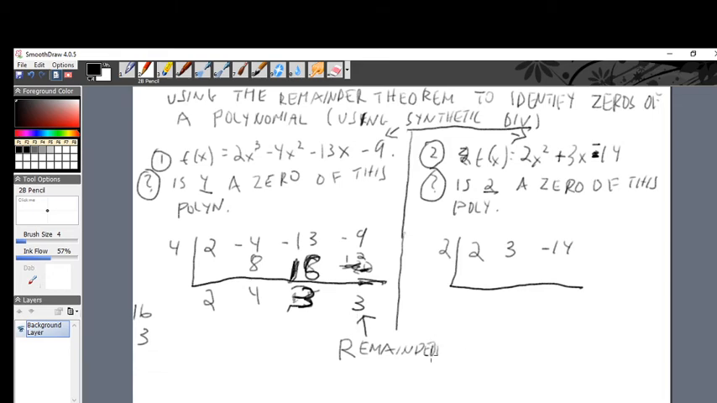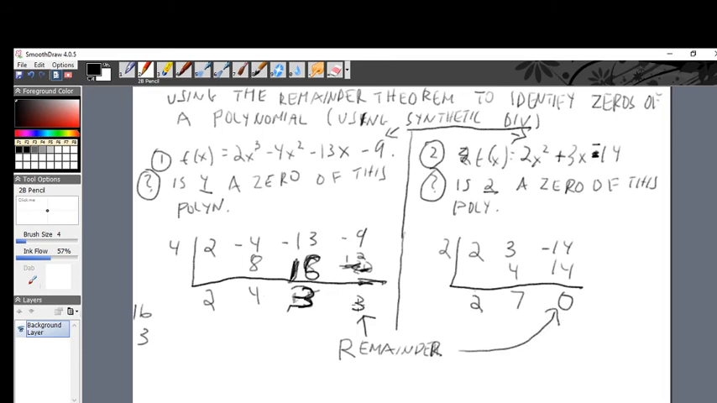Okay, bear with me for a second. Hold on. Now we go over here, do the same thing. This time I hope not to make a mistake. Bring down the 2. 2 times 2 is 4. 3 and 4 is 7. 2 times 7 is positive 14. Negative 14 and 14 is 0. So now the remainder is 0.